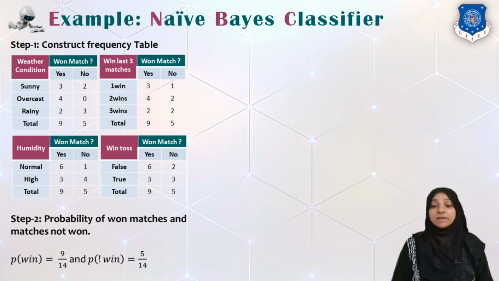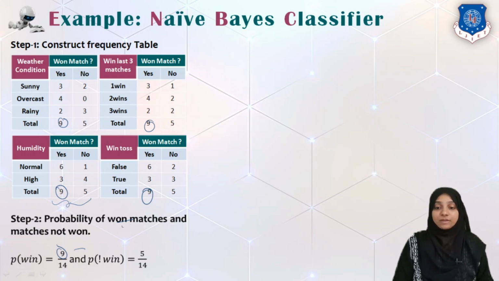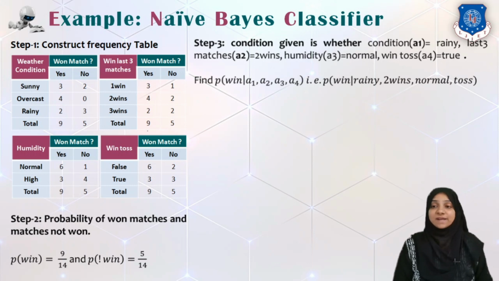Second, we will calculate the probability of how many matches are won in the past and how many are not won. The probability of won matches is 9 out of 14. As you can see, in each of these, won matches are always 9. The total number of matches is the sum of 9 and 5, which is equal to 14. So the probability of not winning a match is 5 out of 14. So we have this data in our hand.